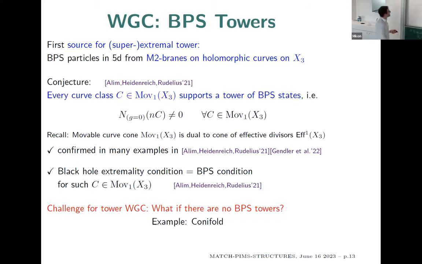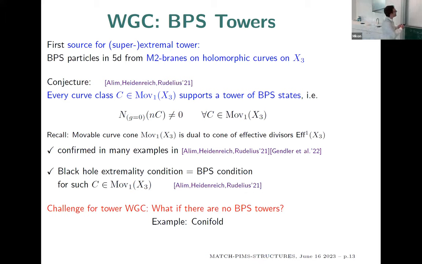Therefore, the first question is: does there exist, in every direction of the charge lattice, infinitely many, a tower of BPS particles? Or put differently, if you take a fixed holomorphic curve class, is it true that there exist infinitely many multiples of this curve class such that the Gromov-Witten invariant, or rather the Gopakumar-Vafa invariant for this curve class, is non-zero? That is a well-defined question to ask. And the answer is no, this is not true, as you know very well.